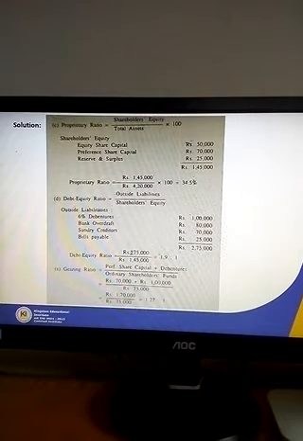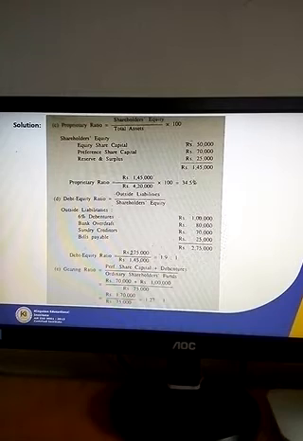Next is proprietary ratio. The formula of proprietary ratio is shareholders equity by total assets into 100. So what is shareholders equity? Means shareholders are paying the capital. There is equity shareholder, there is preference shareholder and reserve and surplus. Why reserve and surplus? Because reserve is created from the money whatever we have got from the share capital. So we have to take reserve and surplus here.